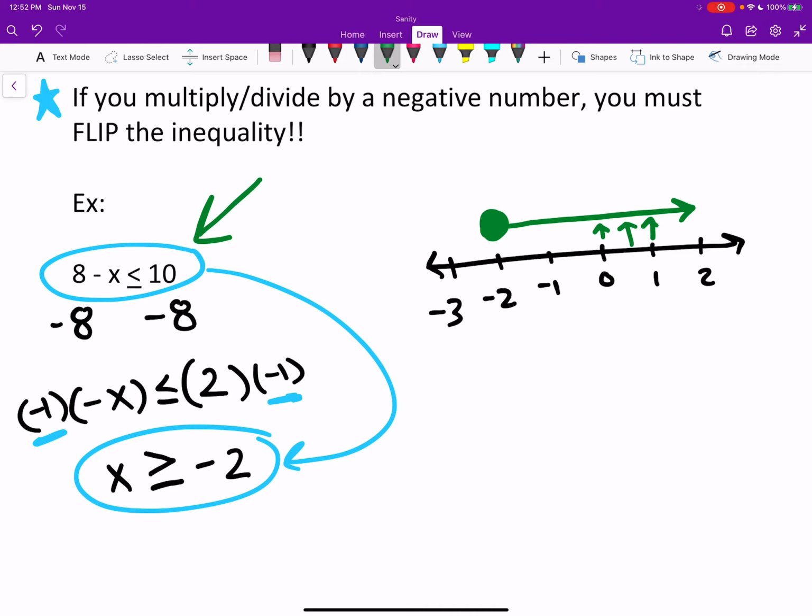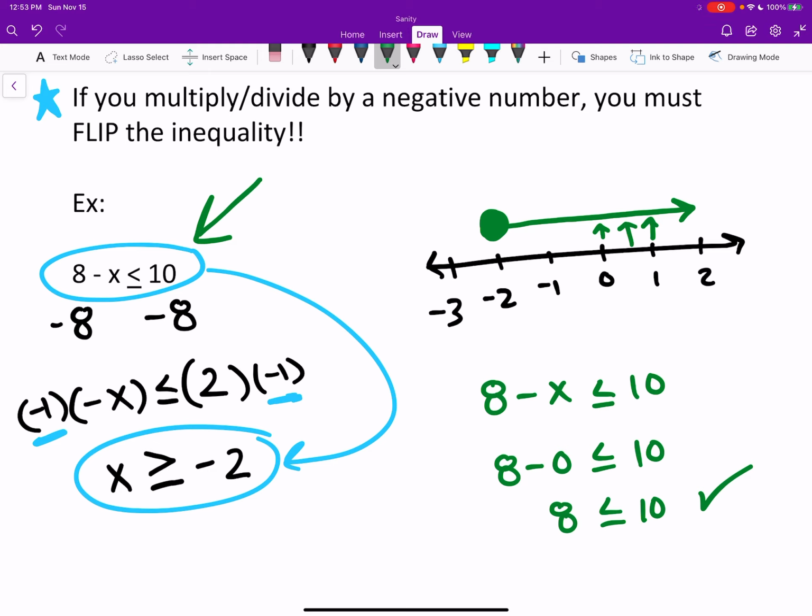Why not? So if I plug in 0 into 8 minus x less than or equal to 10, I'm going to get 8 minus 0 is less than or equal to 10. Well, 8 minus 0 is just 8. So is 8 less than or equal to 10? Yes, it is. That is a true statement. So I know that I have graphed my inequality correctly.